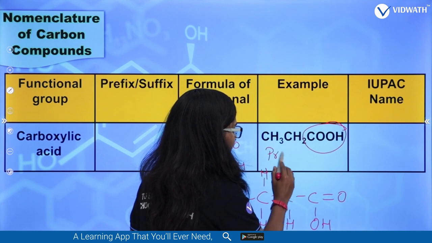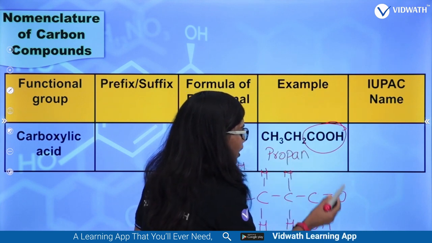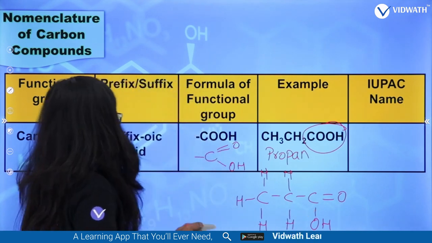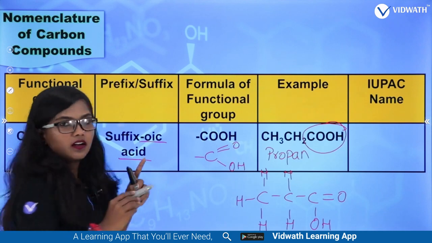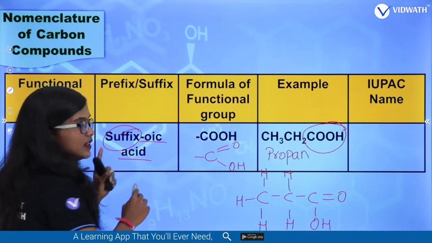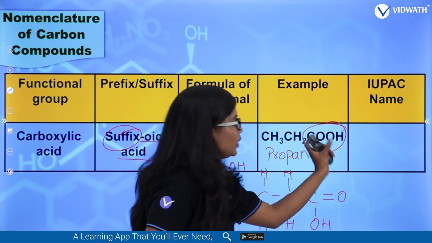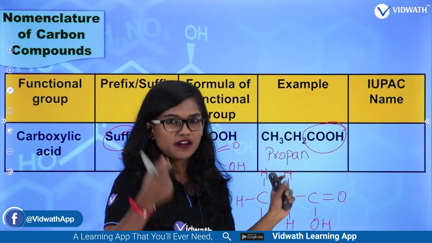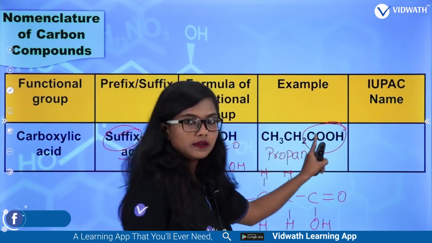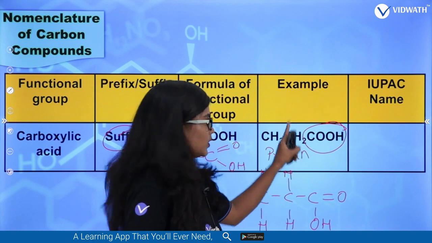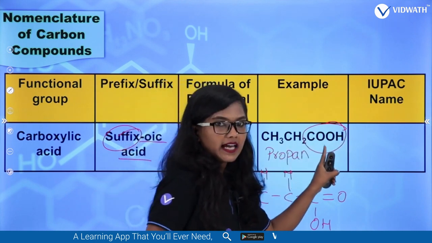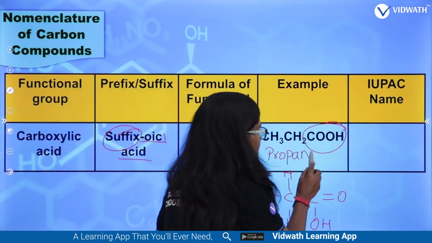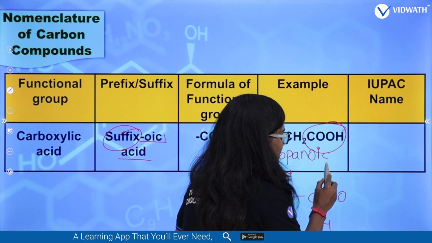Propane, right? Propane. And to indicate the presence of this functional group, COOH, we use -oic acid, that is in the suffix. So, in the suffix, to indicate the presence of the carboxylic acid functional group, with 3 carbon atoms, so propane, we use -oic acid in the suffix of the name. So, this will be propanoic acid.